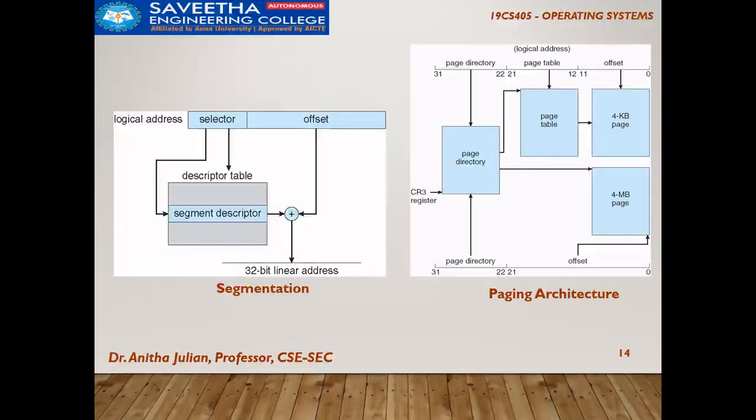So the offset from here, this is the 32-bit address, will be going into this page directory. And page directory, why? Because more than one page will exist. For every segment there will be more than one page, because every segment will be referring to a page table. So that is why we need a page directory to take it to the particular page that I will be referring to.